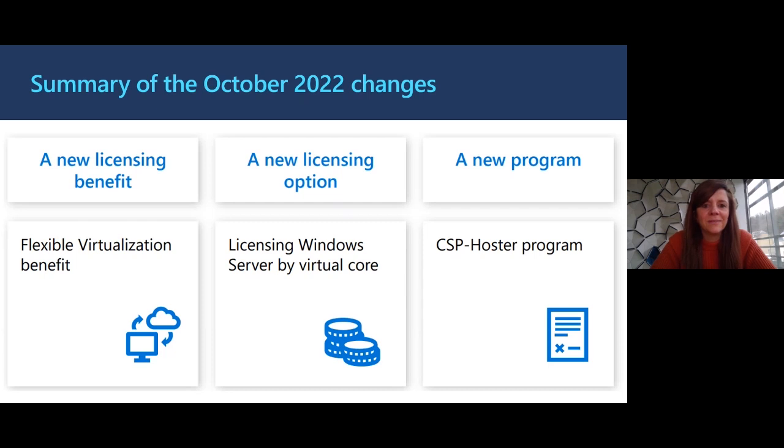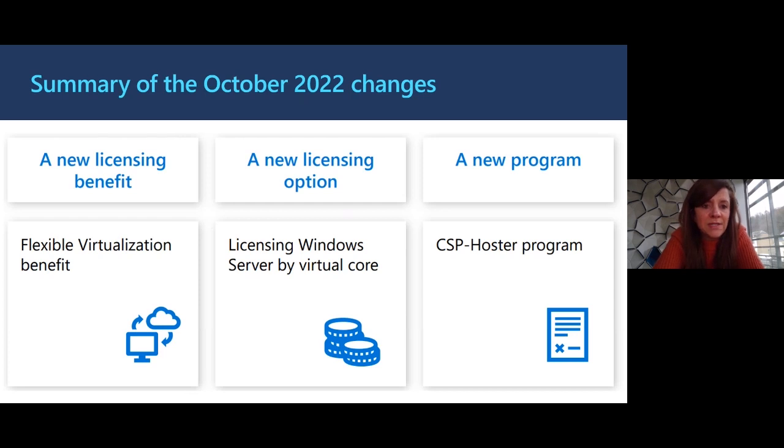So what are the major licensing changes? There are 3 things that happened on October 1st of this year. There's a new licensing benefit, and by that we mean a software assurance benefit. There is a new licensing option, and there's a new licensing program.